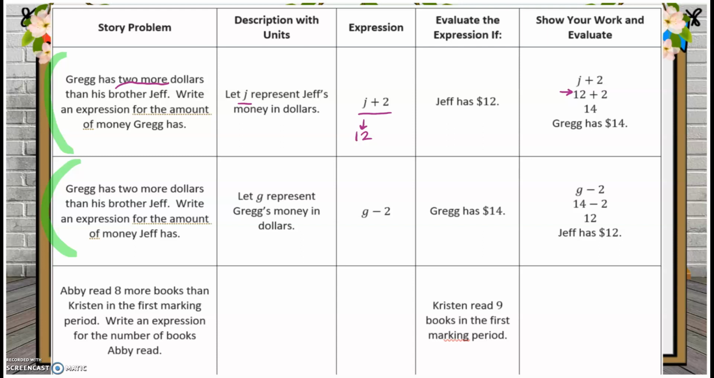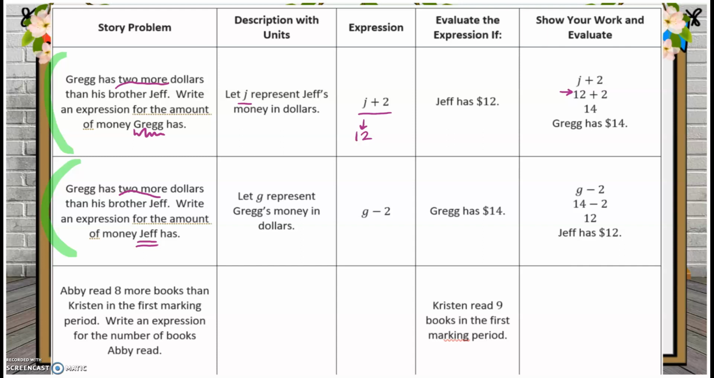Greg has $2 more than his brother Jeff. So this first sentence is the same. Write an expression for the amount of money that Jeff has this time. Before we looked at Greg, now we're looking at Jeff. So if G represents Greg's money, then Jeff's money would be G minus 2.